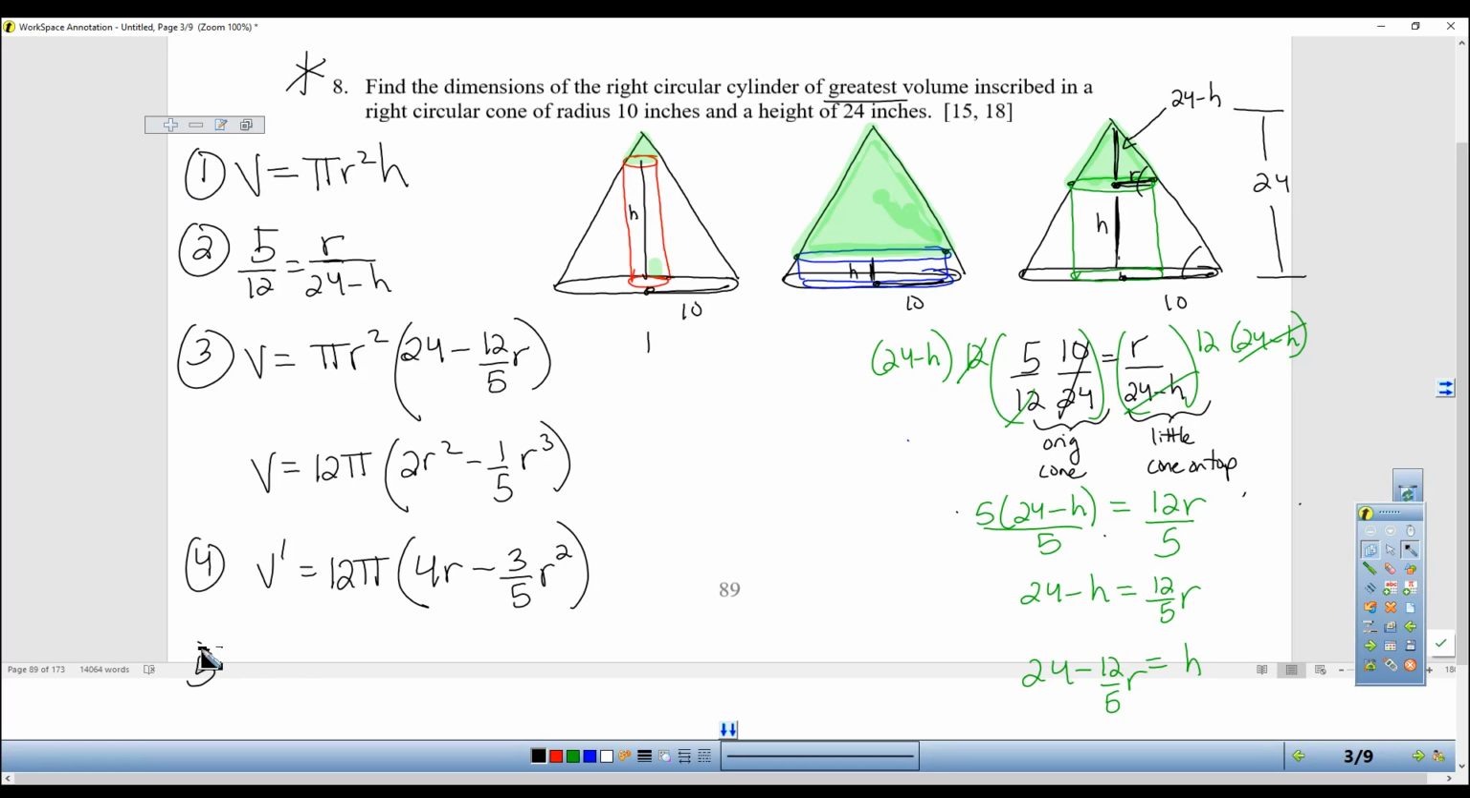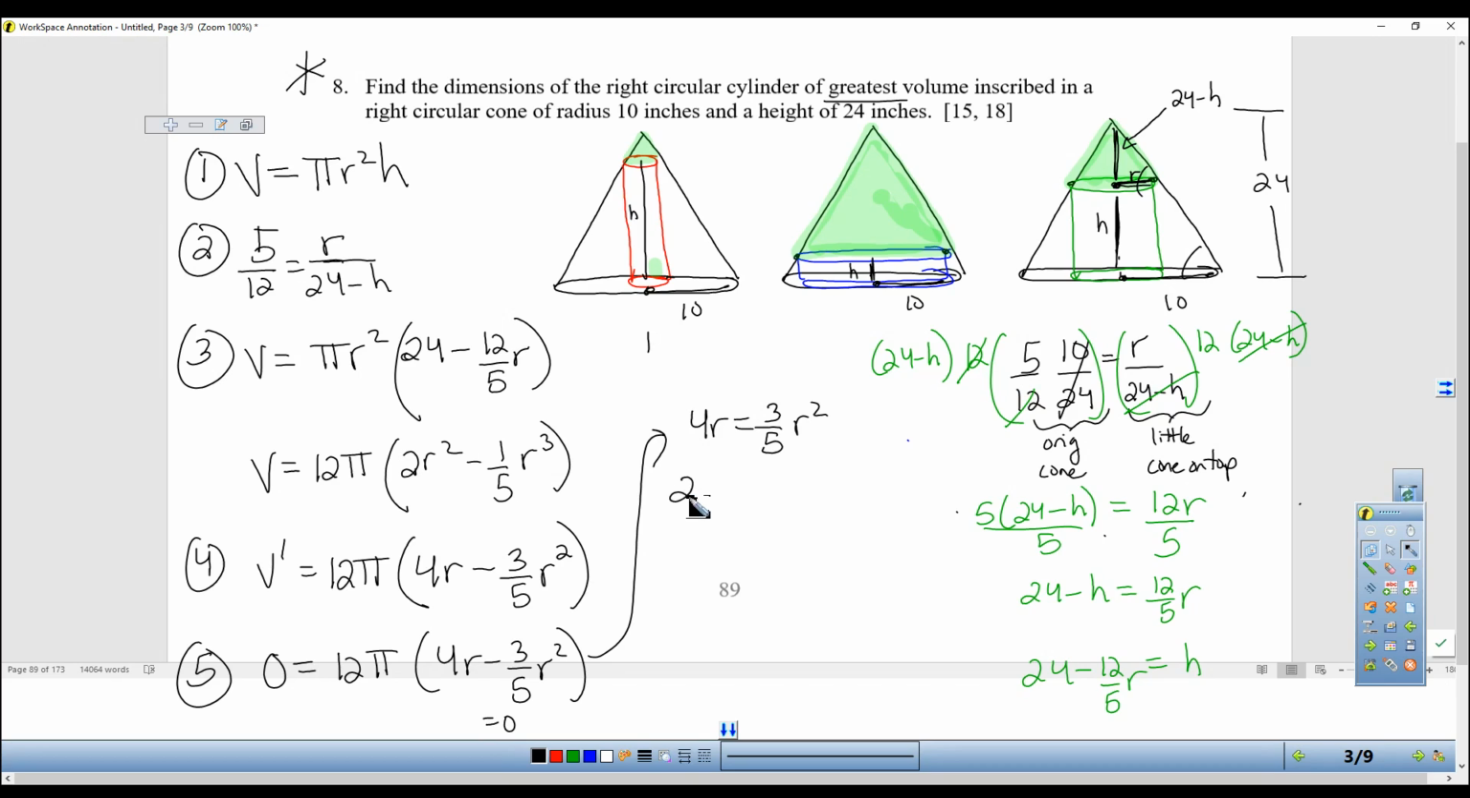Step 5, set it equal to 0. And again, see, now that constant's not going to matter. 4r minus 3/5 r squared. So I do have to solve that. 4r is equal to 3 over 5 r squared. I clear the fraction. 20r is equal to 3r squared. I can get rid of one of the r's, and r is equal to 20 over 3.